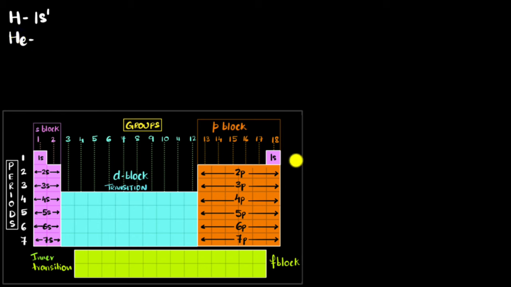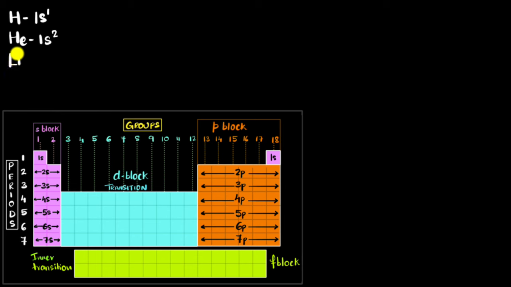Helium. Helium is over here. So helium would be 1s, but look, it is the second square to the right in the S block. This is an exception. It's the second square, 1, 2. So it will be 1s2, and that's it. And you can verify that there are 2 electrons in helium.